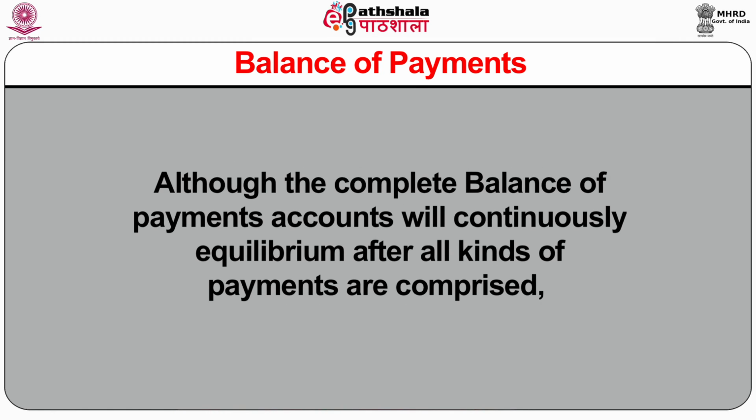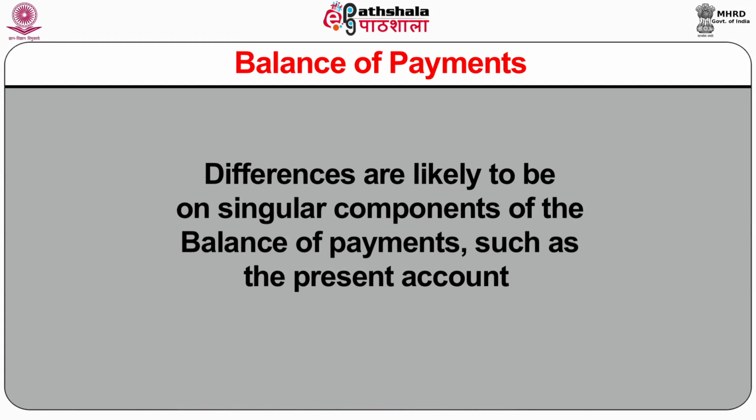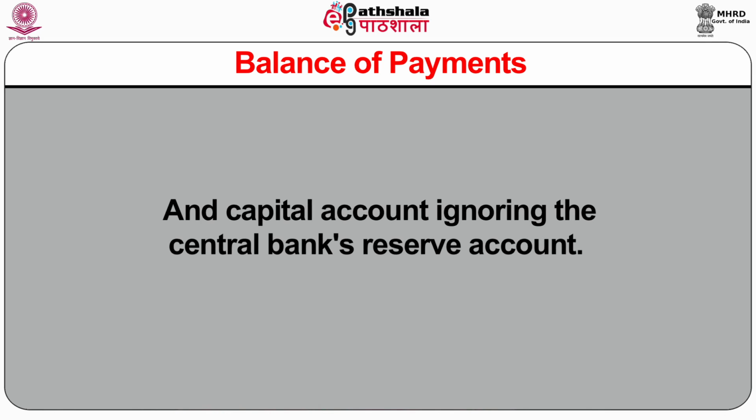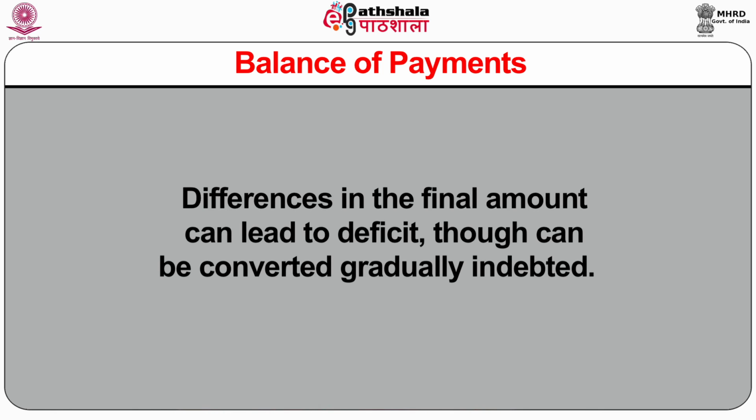Although the complete balance of payments accounts will always balance after all kinds of payments are included, differences are likely to appear on individual components of the balance of payments, such as the current account and capital account, ignoring the central bank's reserve account. Differences in the final amount can lead to a deficit, though it can be converted gradually into a debit.